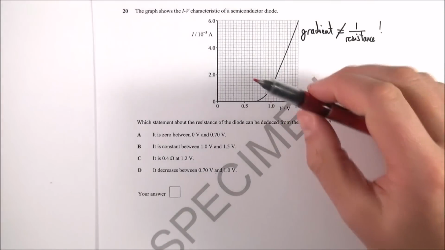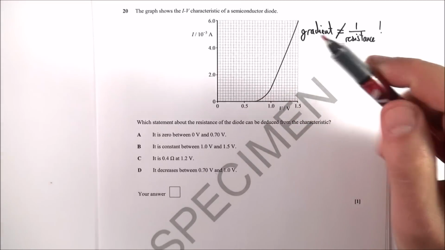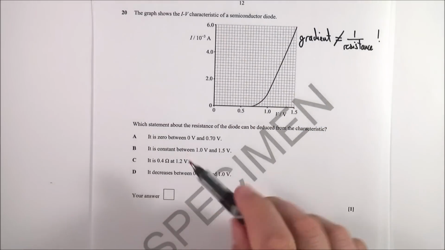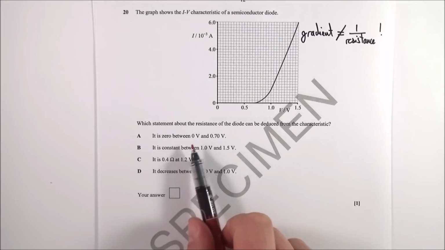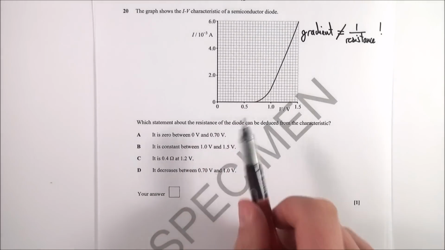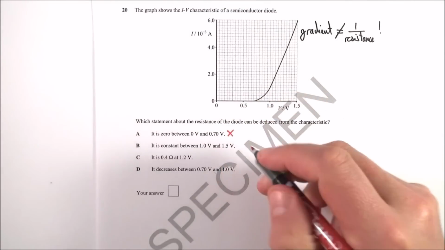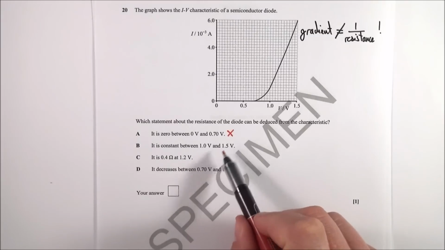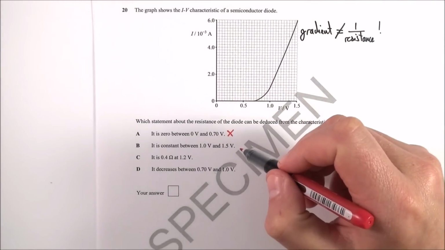And finally, question 20 on the multiple choice questions. So which of these can be deduced from the characteristics? First of all, the resistance is 0 between 0 and 0.7. No, it's more of an infinite resistance at that point. It's constant between 1.0 and 1.5. This is where lots of people make mistakes.